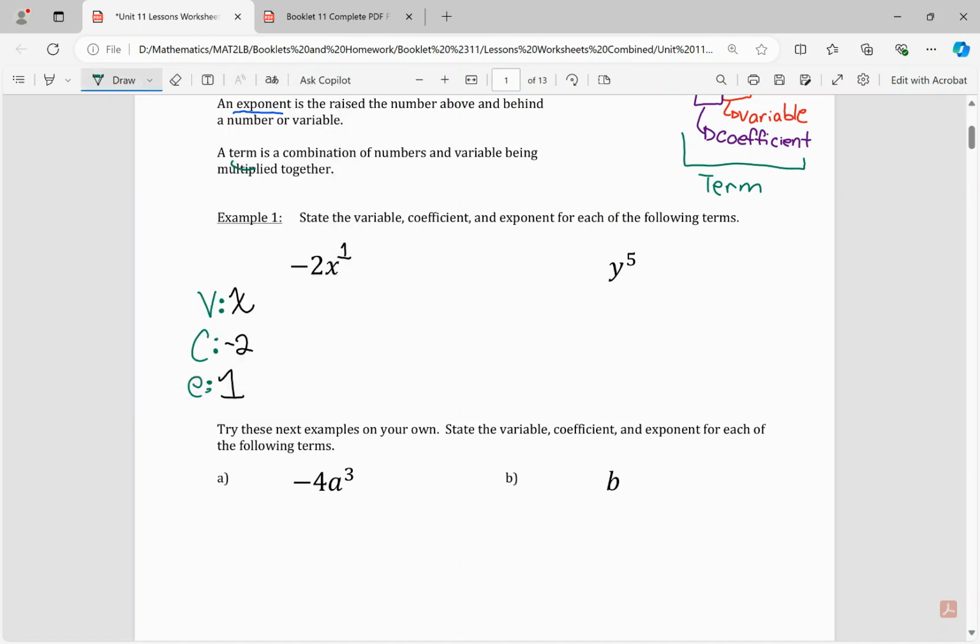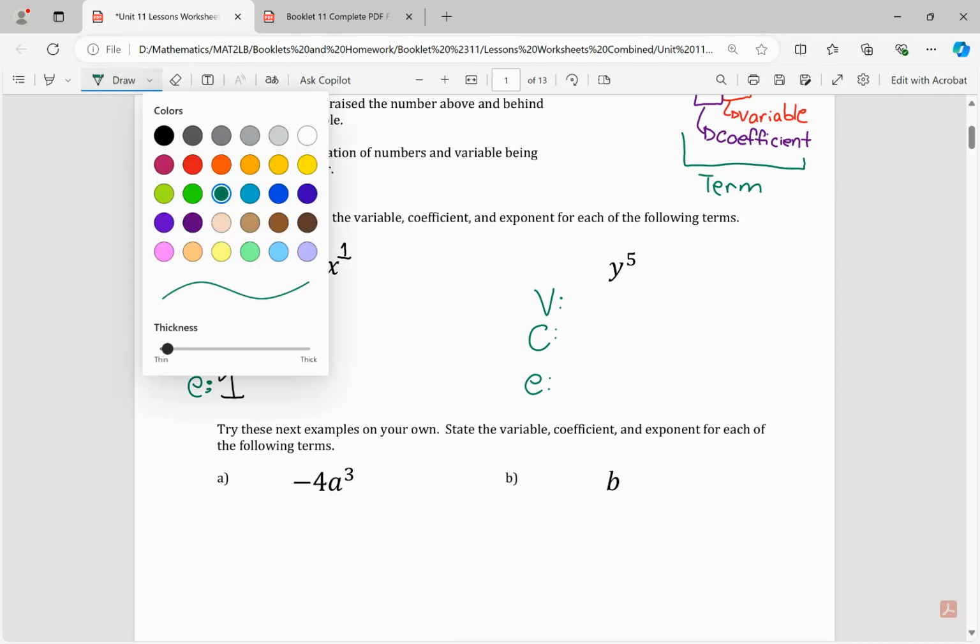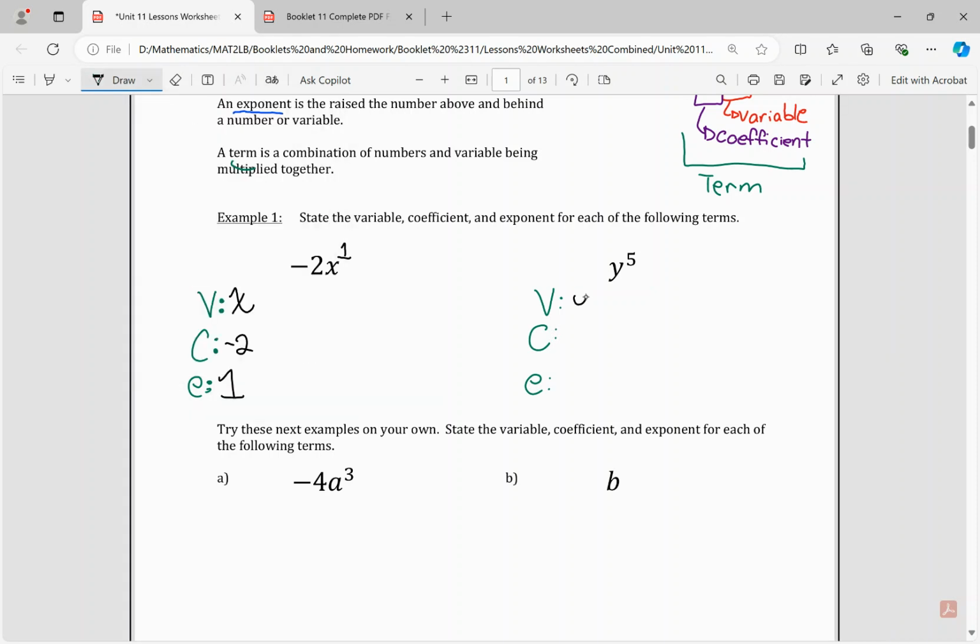All right. Now in this second example, I am again going to use V for variable, C for coefficient, and E for exponent. The variable here is the letter, and that letter is Y. I don't see a coefficient. I don't see any number before y. I'm going to come back to that later. The exponent is pretty easy. That's this guy right here. That's 5.